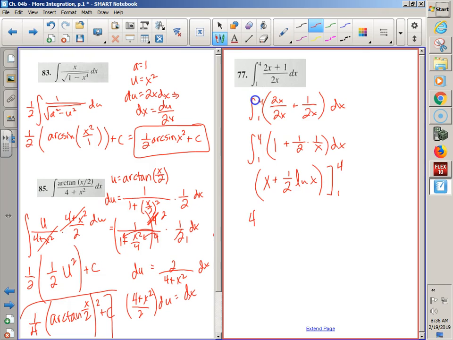So we're going to end up with 4 plus 1/2 ln of 4, f of b minus f of a, 1 minus 1/2 ln of 1. Some of you keep on forgetting this. What is ln of 1? Always, always 0. Ln of 1 is always 0. 4 minus 1 is going to be 3.